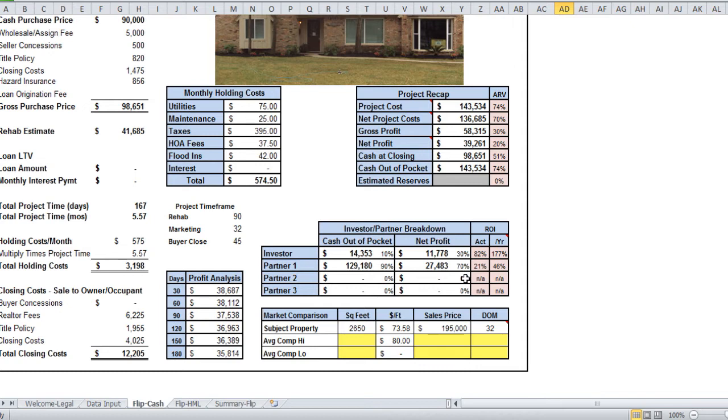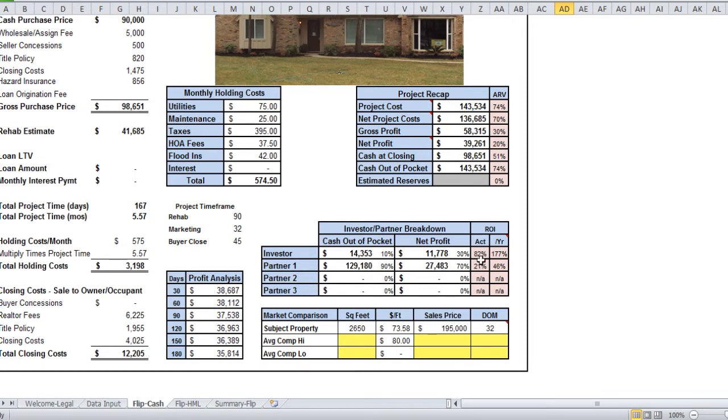Over here you'll see that we have ROI. ROI is our return on investment. What are we getting back for what we put into the deal? I'm going to start down here at the partner first because that's more relevant. The partner is putting in cash. We're assuming the partner is going to be passive and that they're really looking at this as an investment without any active participation. So based on our cash deal, it's pretty simple: $27,000 based on $129,180 that they put into the deal, they're getting a 21% return.